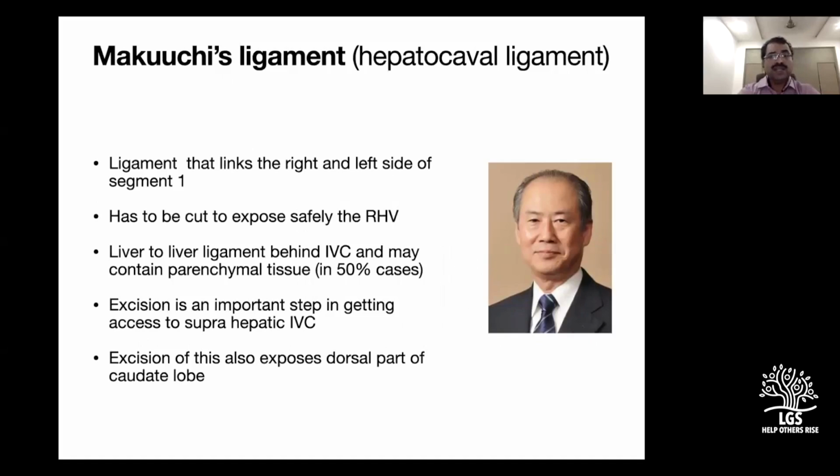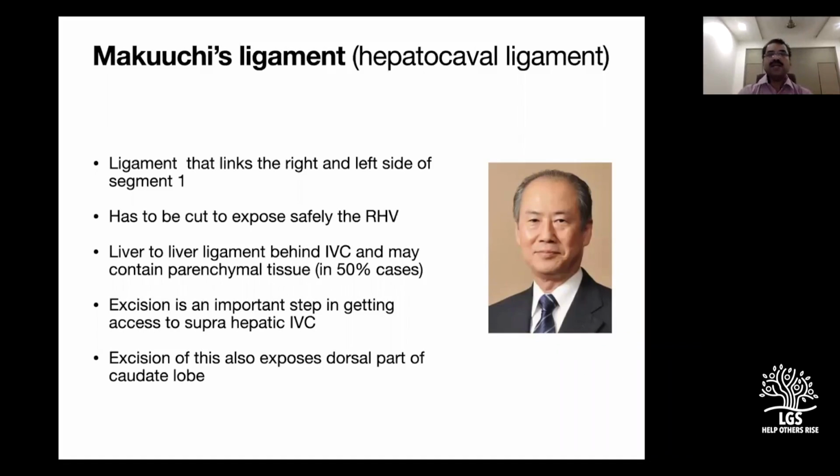So there is a very important structure described. Actually, the description of the hepatocaval ligament by Makuuchi is a very important thing in the anatomy of the liver, because before this, everybody thought that to get access to or to control the suprahepatic IVC, we have to open the pericardium. But once we identified the anatomy of Makuuchi's ligament and the technique of excising this hepatocaval ligament, we could mobilize the IVC and the hepatic veins easily.